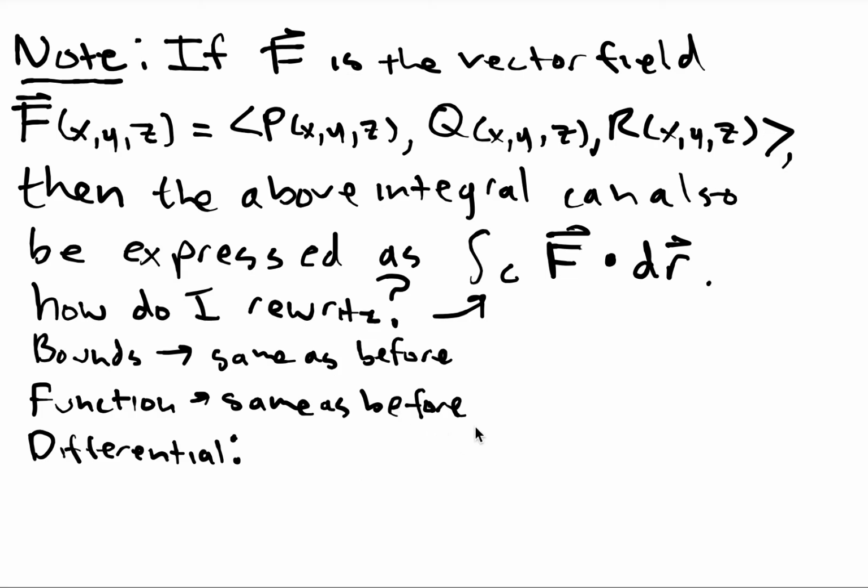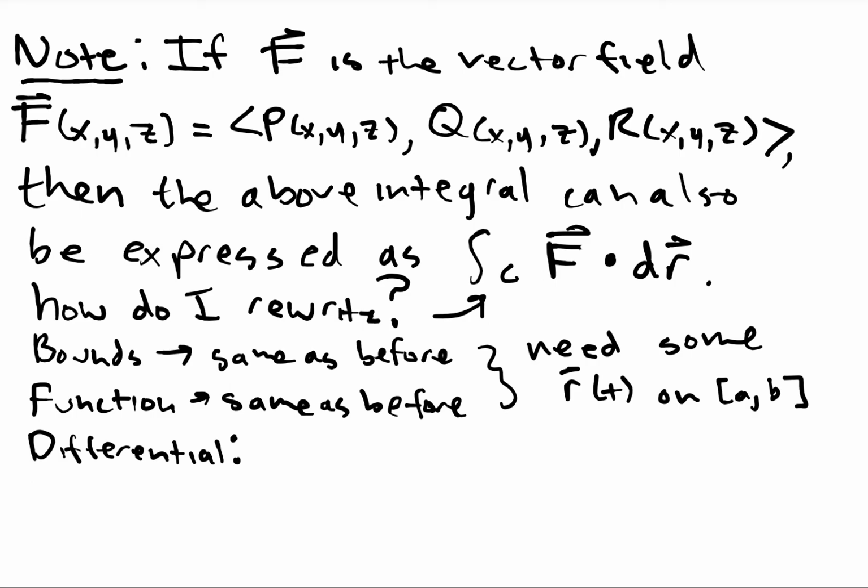How do I rewrite this? Now some comments on rewriting this. Again, for all these line integrals, fixing your bounds and fixing your function is pretty much the same as before. You are going to need a curve parameterization, so you are going to need some sort of r of t to parameterize that curve, okay, on some sort of interval, and you steal the interval for the bounds, you sub in the parameterization for your function. That's totally the same. The new thing that we need to figure out is how to fix the differential.